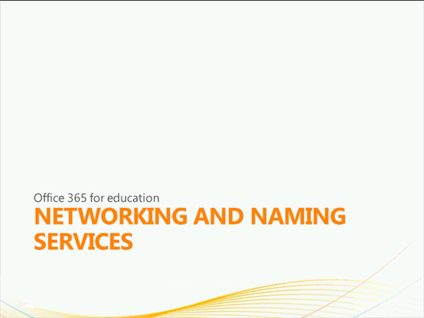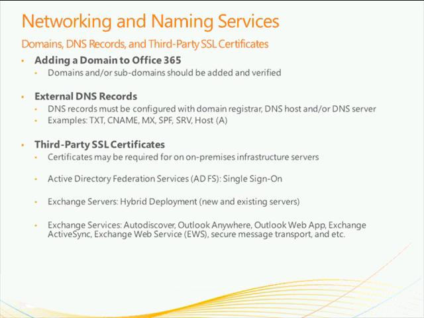So next I'd like to talk a little bit about the networking and naming in your environment. That would be your DNS records, essentially planning for third-party SSL certificates. With Office 365, you can add your existing domains into the service, and based on what different services you are subscribing to, you might use those in different ways.